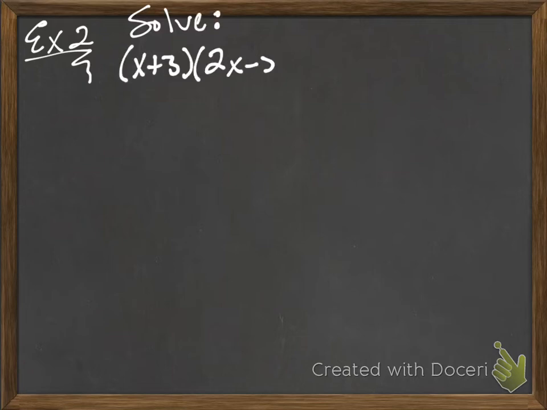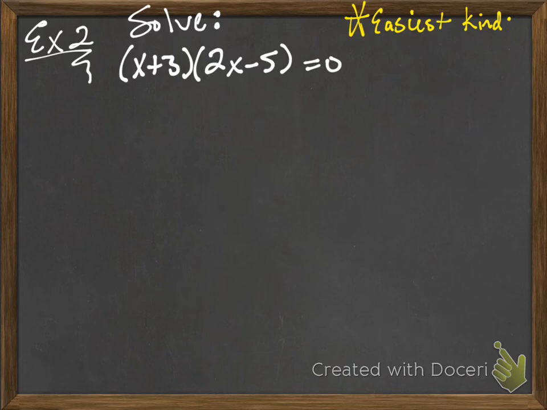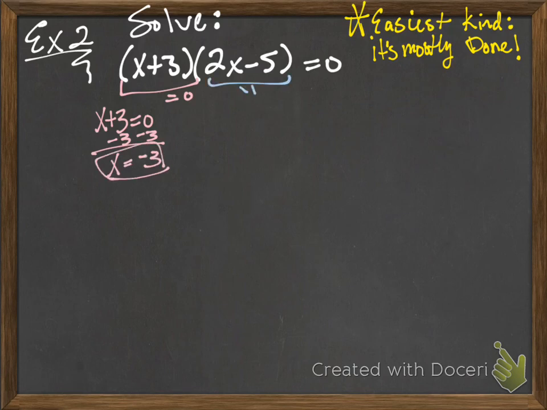All right, so let's say you had one like this. This is actually the easiest kind because it's already set up. Don't get sucked into trying to distribute it out or do any extra work. It's already set up equal to 0, ready to solve. So just set the first factor equal to 0 and the second, and then solve. So here's the first. Here's the second.